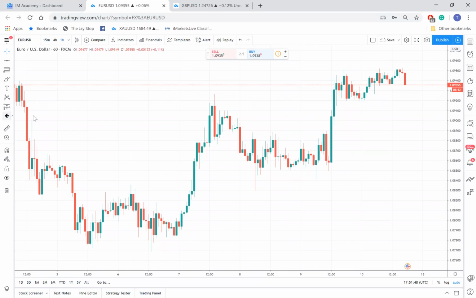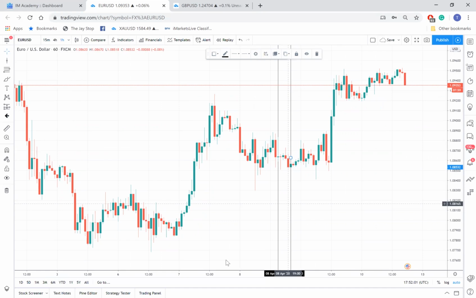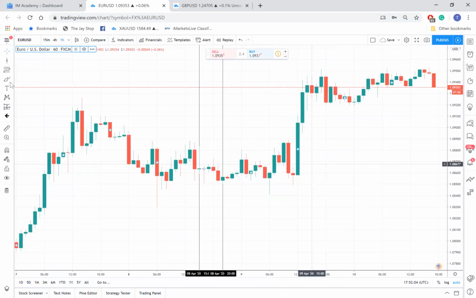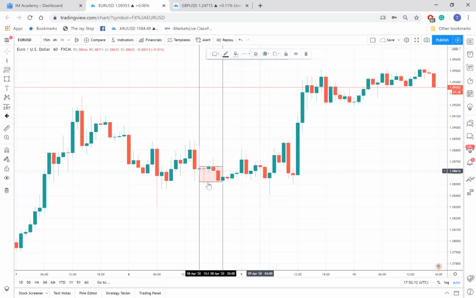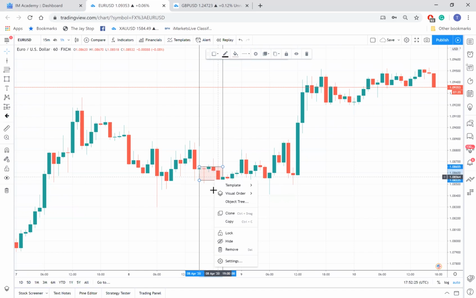Now, what do we say? Well, rule number one, we do 4 p.m., which is 1500, to 8 p.m., which is 2000, just like that. And we draw our box around the candles' bodies. Just like that. Now that's the central bank dealer's range right there.